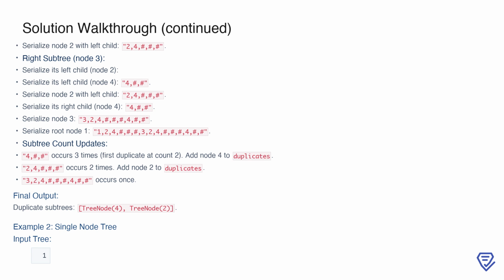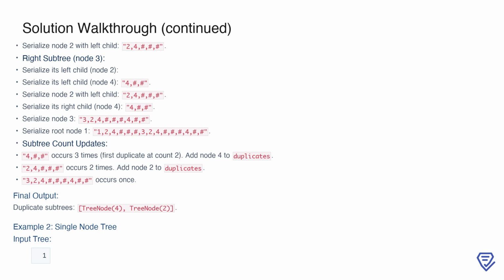Starting with its left child, node 4, we get 4 ### ###, and for node 2 itself, we serialize it as 2 4 ### ###. The right child of node 3, node 4, serializes as 4 ### ###. Combining these, node 3 is serialized as 3 2 4 ### ### 4 ### ###. Finally, the root node 1 is serialized by combining the serializations of its left subtree and of node 3.